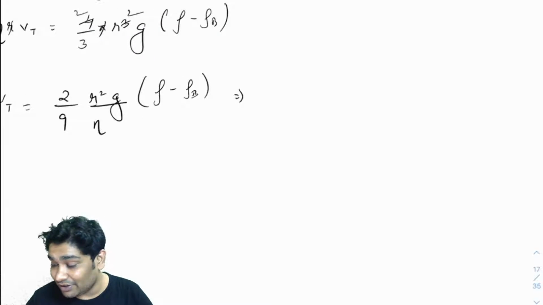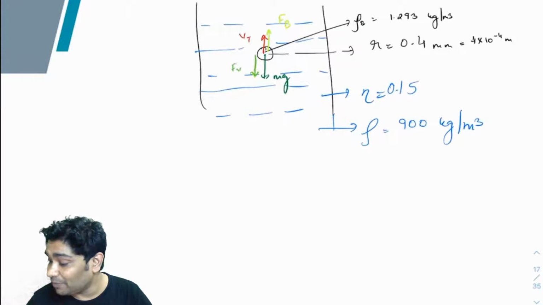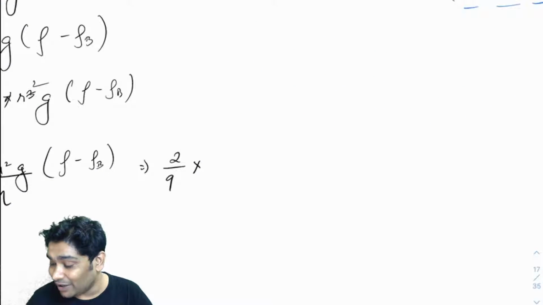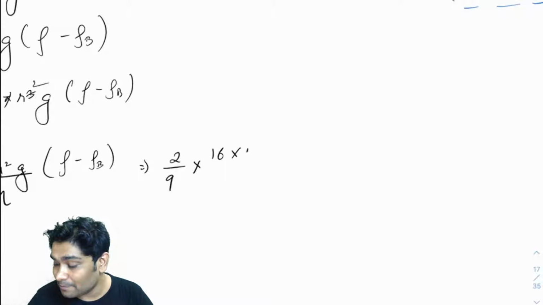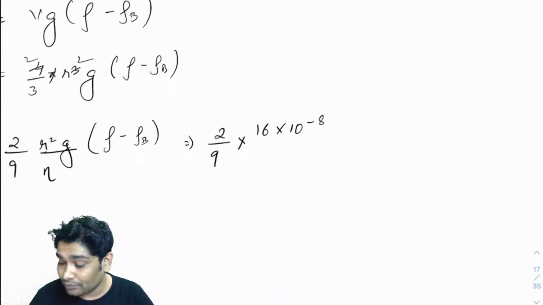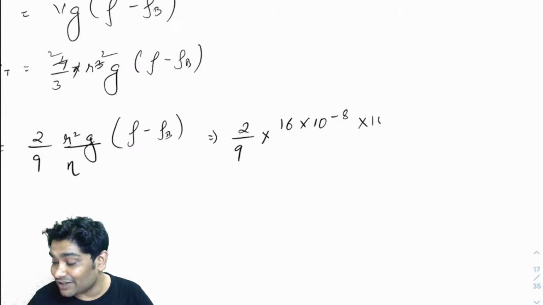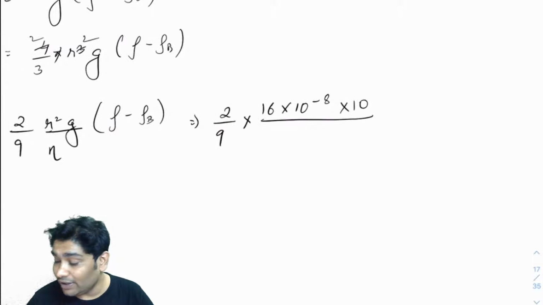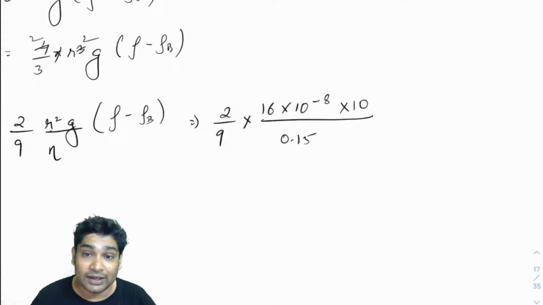Now let's start substituting the values. So I will get 2 over 9 into r square. R square would be 16 into 10 to the power minus 8, into g, which is 10, over eta, which is 0.15. Again, this was given to me in SI, so I'm not bothering.